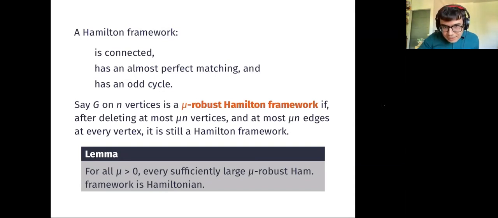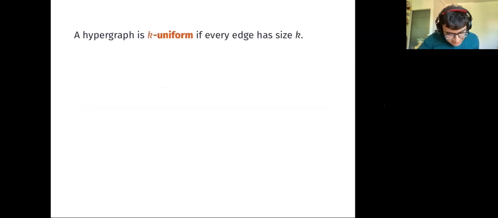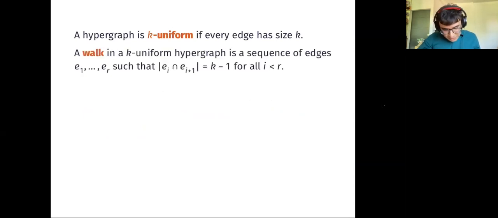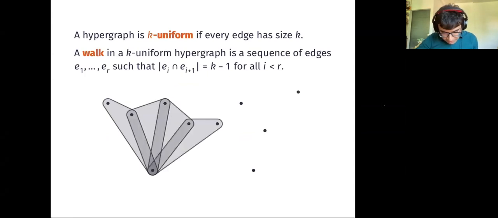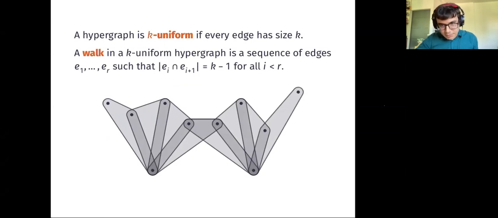So let me say a little about hypergraphs. A hypergraph is k-uniform if every edge has size k. And a walk in a uniform hypergraph is a sequence of edges, where every two consecutive edges intersect in exactly k-1 vertices. So this drawing over here shows a walk. The edges appearing there intersect in two vertices. Each pair of consecutive edges intersect in two vertices. So this forms a walk in a 3-uniform hypergraph.